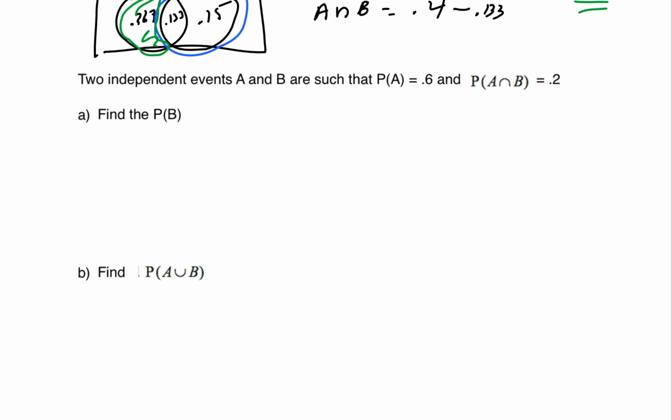So two independent events A and B are such that probability of A is 0.6, probability of A intersection B is 0.2. Find probability of B. So a couple things. First, again, notice that they say two independent events. So since it's independent, that's me getting used to the board here. Since it's independent, we can use the formula, right? It's independent. That means I could do this from your formula sheet.